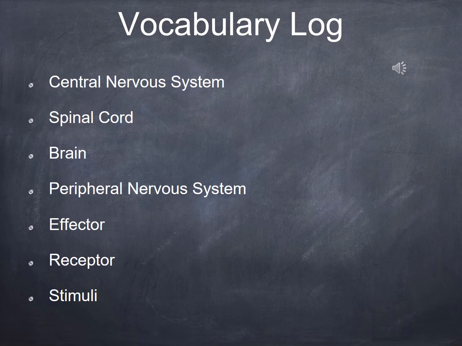Our vocabulary terms for today include the central nervous system, which is made up of the spinal cord and the brain, and the peripheral nervous system, which contains effectors, receptors, and also we need to know what the term stimuli means.